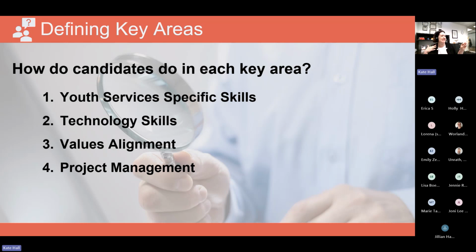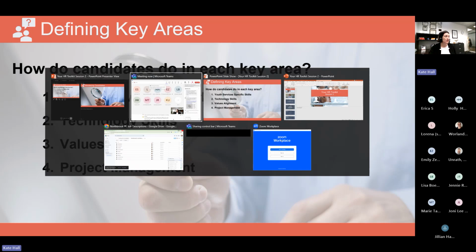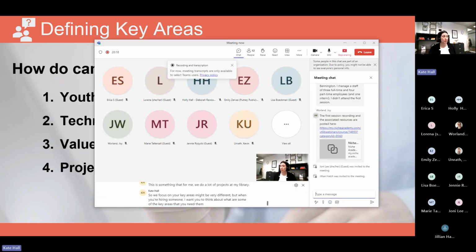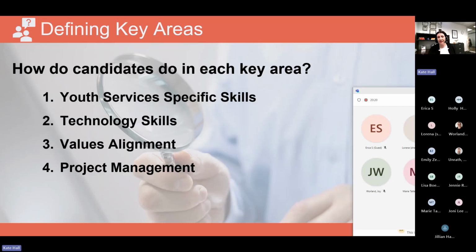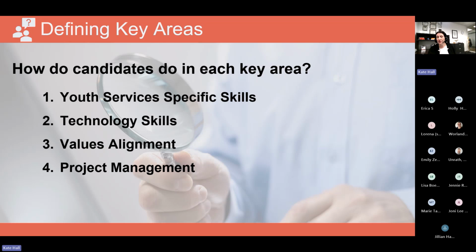And then the last thing is to think about project management. This is something that, for me, we do a lot of projects at my library, so we focus on it. Your key areas might be very different, but when you're hiring someone, I want you to think about what are some of the key areas that you need them to be well versed in. With that, it will help you think about what you need to do to decide who to interview. And so that's what we're going to start with.